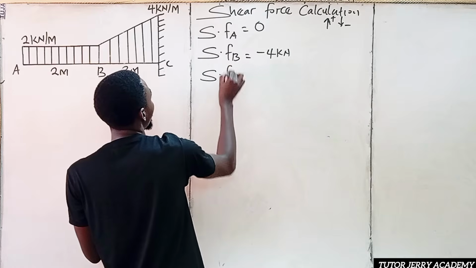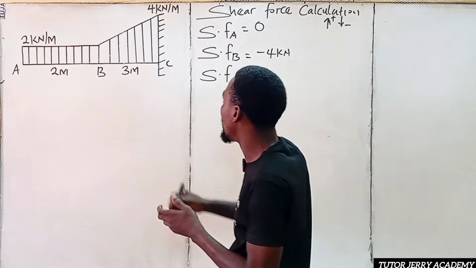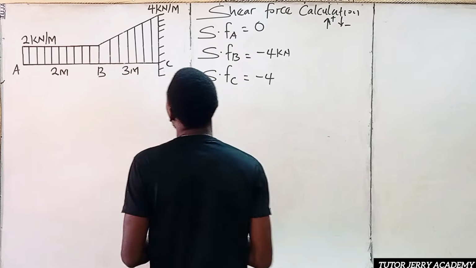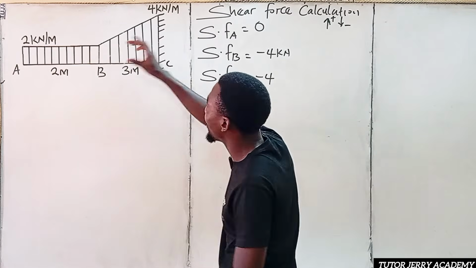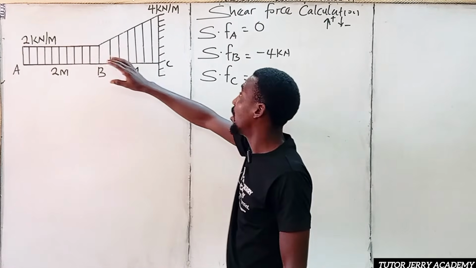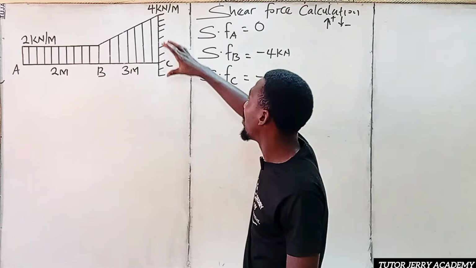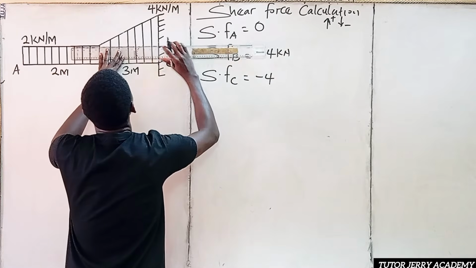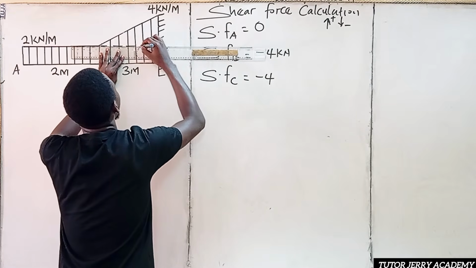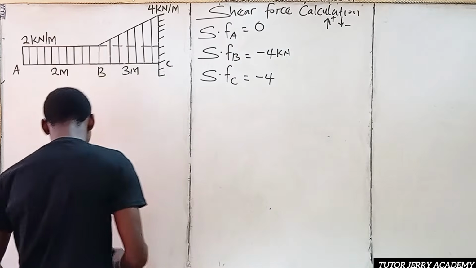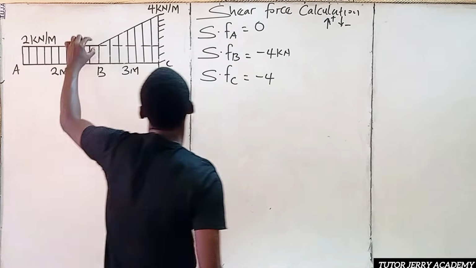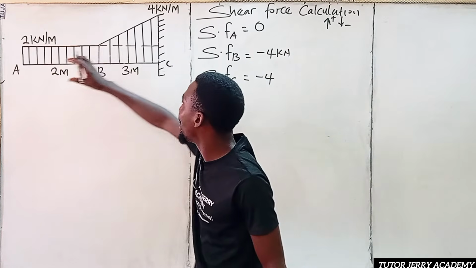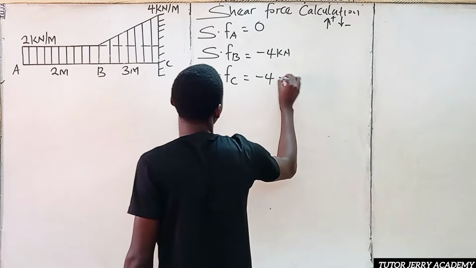Last but not the least is the shear force at point C. If you start at point C here, we are going to have -4, which is the shear force at point B. Now if you try to complete this line, you are going to have another uniform distributed load from point B to point C. If we convert this uniform distributed load to a point load, it is 2 times 3, 6. So this is going to be -6.